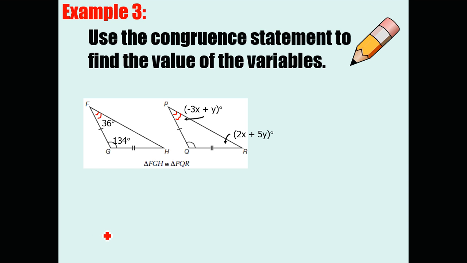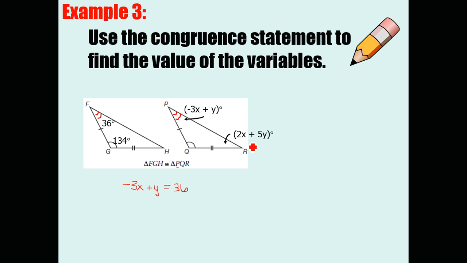So last example to get into your notes, let's do one more like that where we're matching corresponding angles here. We're going to use the congruent statement to find the value of the variables here, not just x, but x and y. So we need to again examine who matches up with who based on this congruency statement. So angle F matches up with angle P. You can see they're both marked with two little red slashes there. So that means the negative 3x plus the y listed in that second triangle will have to equal 36 degrees.